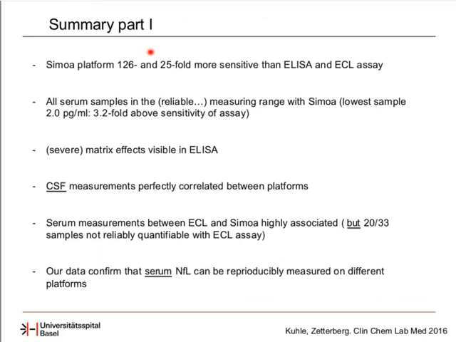So with this experiment, we saw that the Simoa platform was 126- and 25-fold more sensitive than the ELISA or ECL assay, respectively. As I mentioned, we were able to measure all serum samples. We saw matrix effects for the ELISA and very nice correlations for CSF, and good correlations also, especially between ECL and Simoa technology. And we confirm that serum NF-L can be reproducibly measured on different platforms.